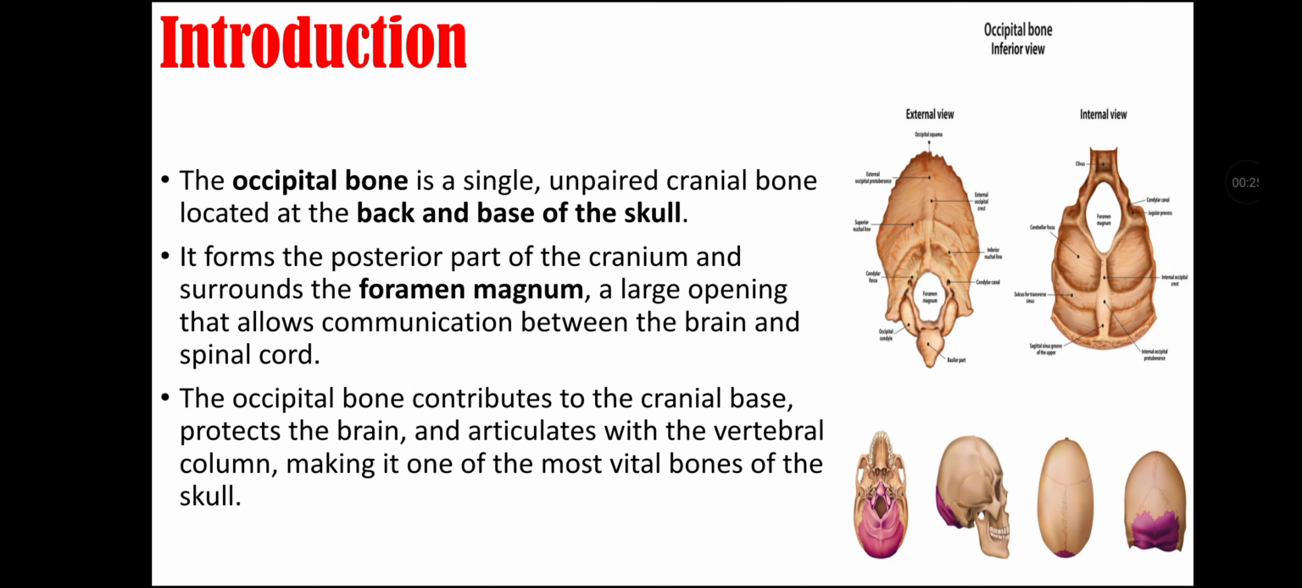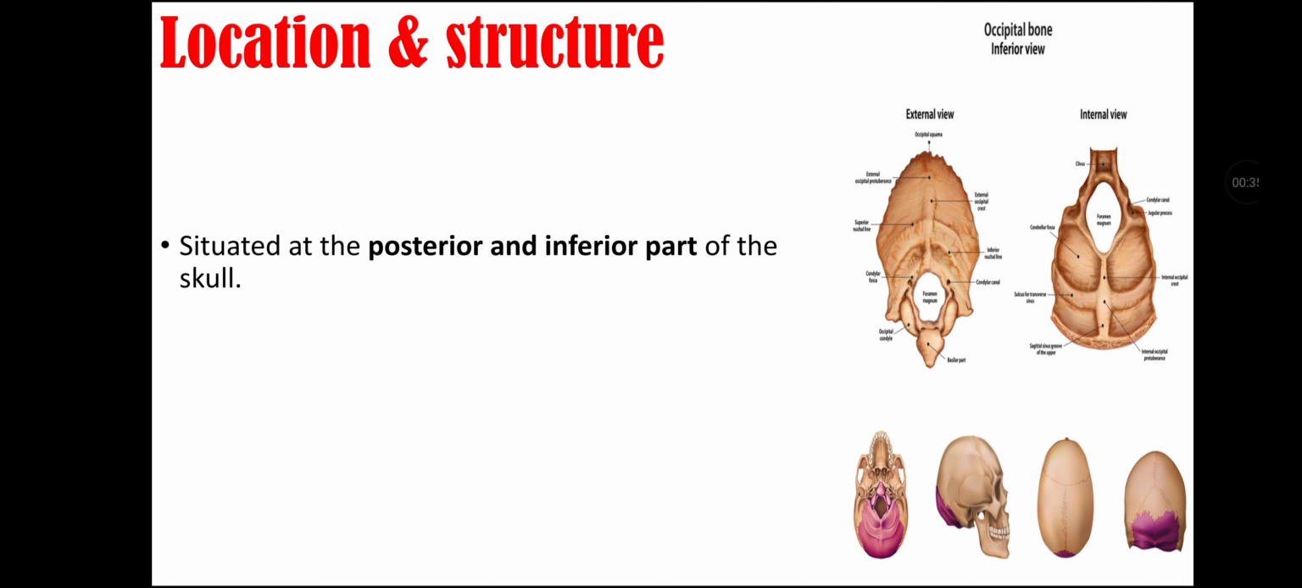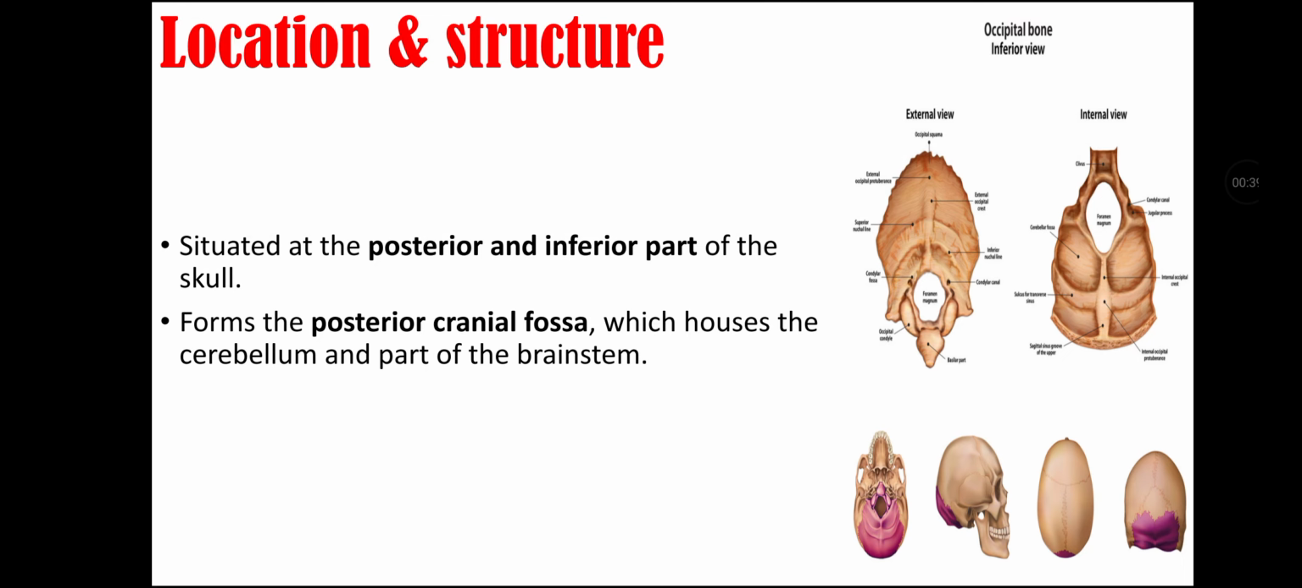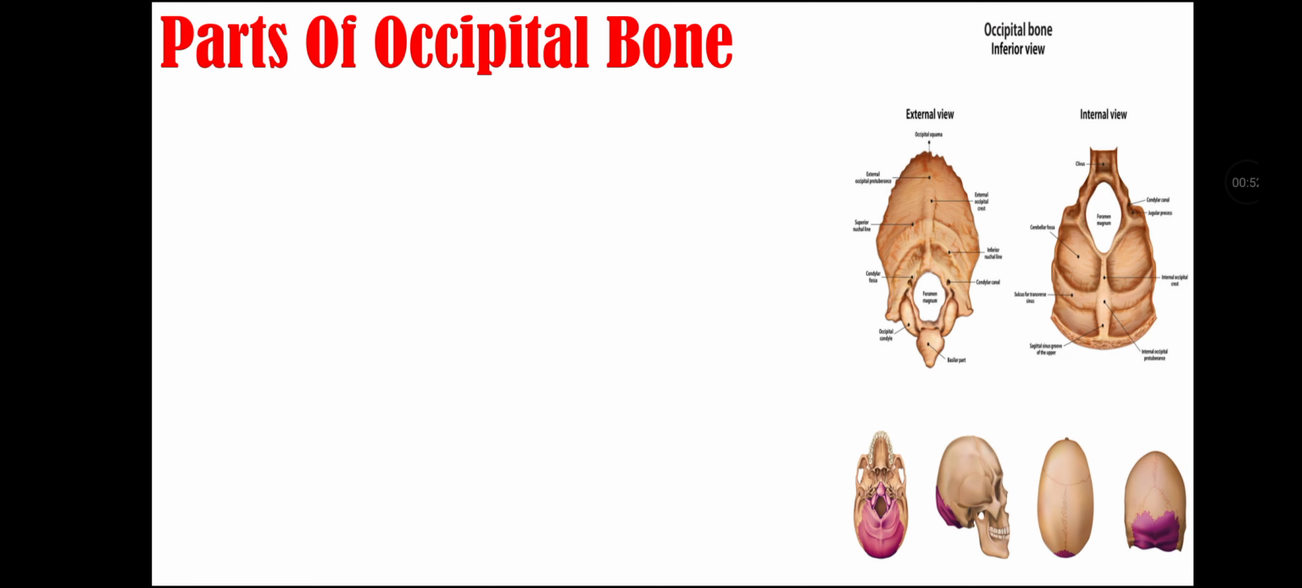The occipital bone contributes to the cranial base, protects the brain, and articulates with the vertebral column, making it one of the most vital bones of the skull. Location and structure of the occipital bone. It is situated at the posterior and inferior part of the skull. It forms the posterior cranial fossa, which houses the cerebellum and parts of the brainstem. It articulates with the parietal bone, temporal bone, sphenoid bone, and the first cervical vertebra, that is atlas.